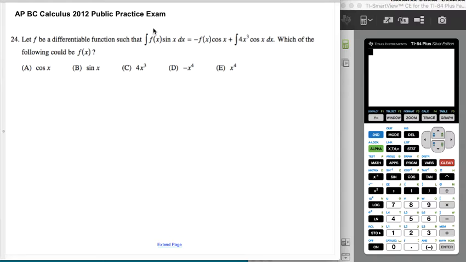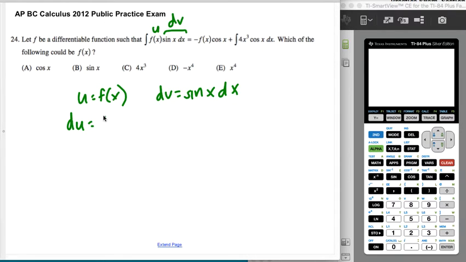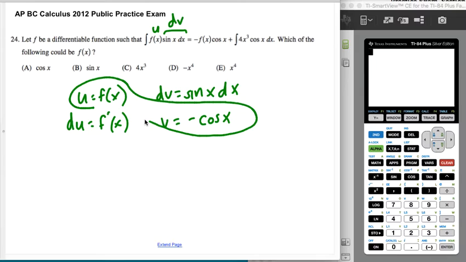So what we have here is u dv, right? So if my u were f of x and my dv were sine of x dx, my du is going to be an f prime of x. My v is going to be a negative cosine of x, right?